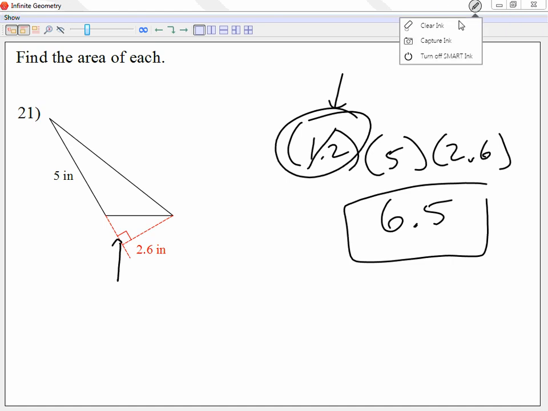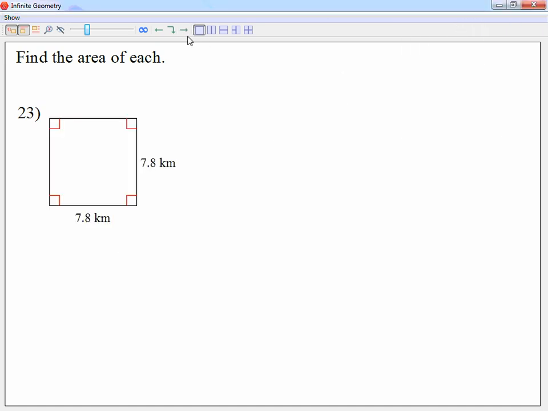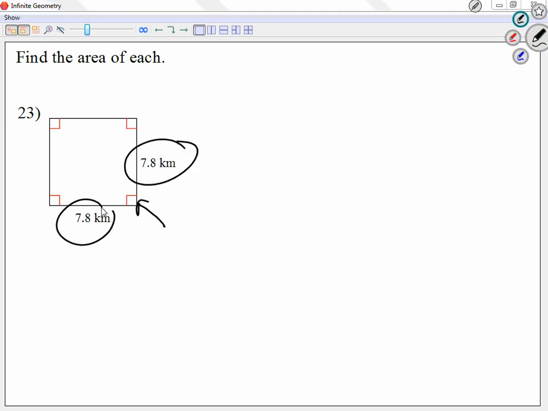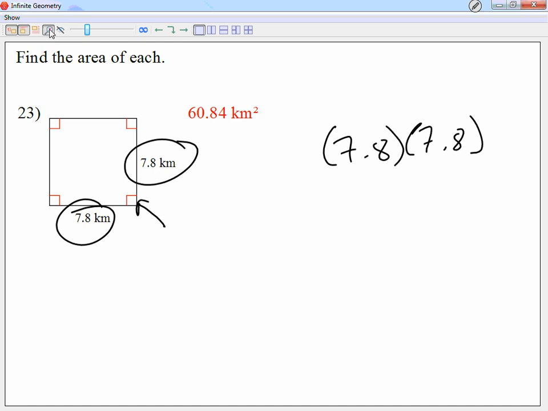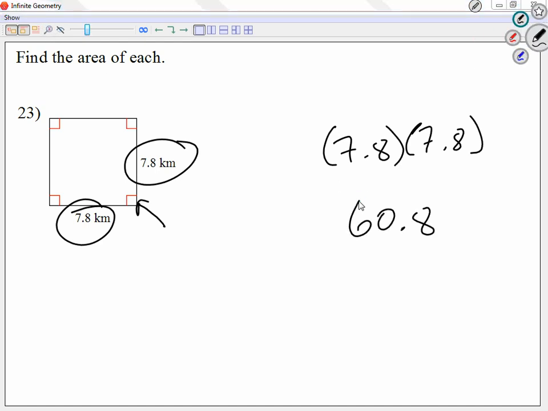But then, let me skip to question number 23 with rectangles. This one happens to be a square because the two numbers are the same, but they don't have to be the same. When we have a rectangle, I look at this 90 degrees, it's made by 7.8 and 7.8, so I'm going to multiply those two numbers. 7.8 times 7.8. They don't have to be the same two numbers, but I'm multiplying the two that cross the 90 degrees. When you multiply that, you should get 60.84. There is no half on this one because it's a rectangle. Triangles have the half because triangles are half of a rectangle.